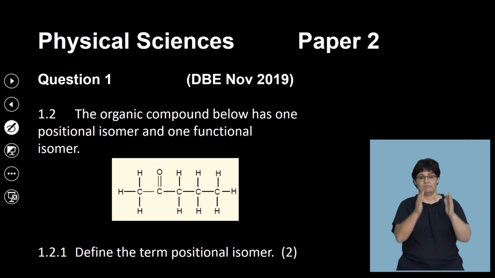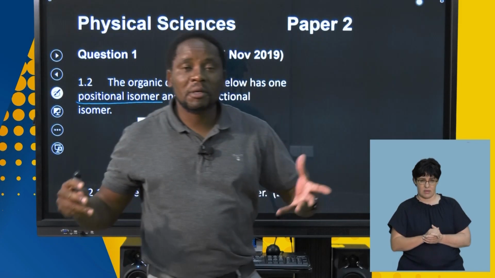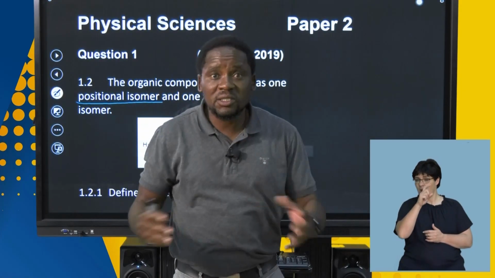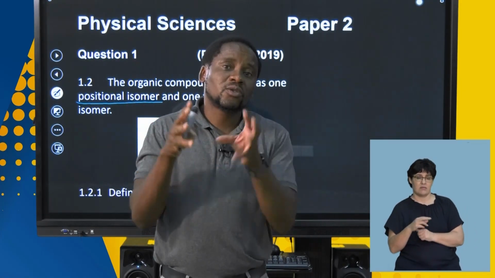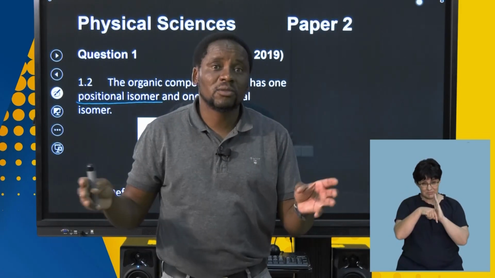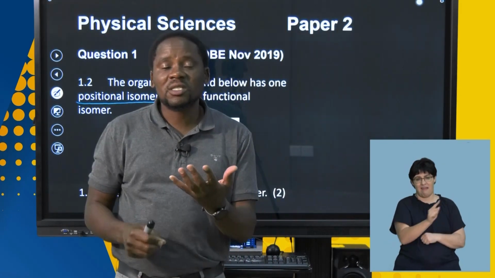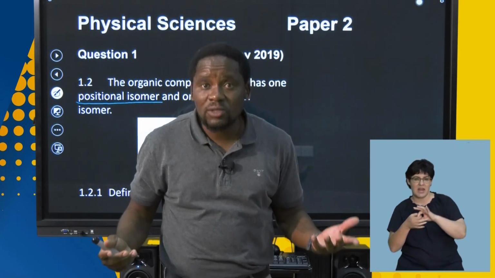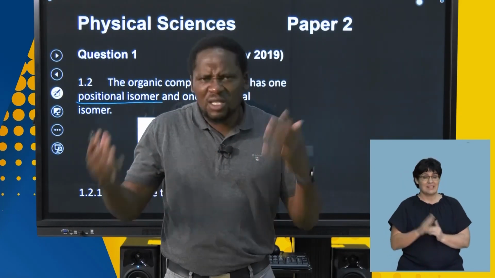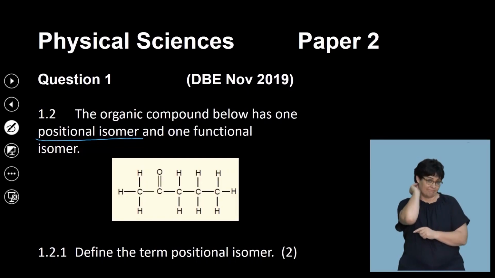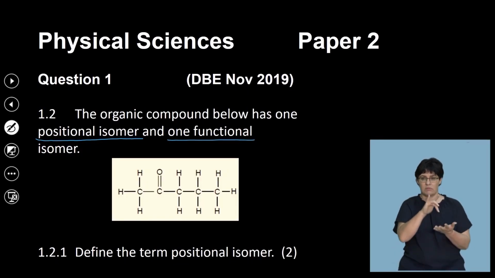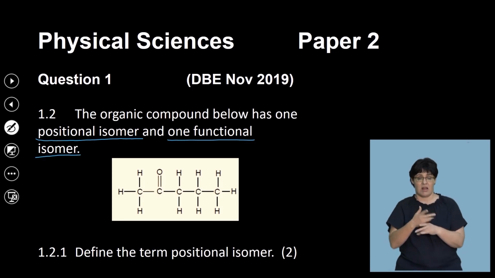Moving along, there's an organic compound below, which has 1 positional isomer. I'm going to underline that. In terms of isomerism, remember, we talk of structural isomers generally. If we further zoom into the different categories of structural isomers, we definitely have positional, chain, and functional isomers. These are some of the little things that must come to mind, okay? It has 1 positional isomer and 1 functional isomer. It says here, define the term positional isomer. What do we mean when we talk about a positional isomer, okay?